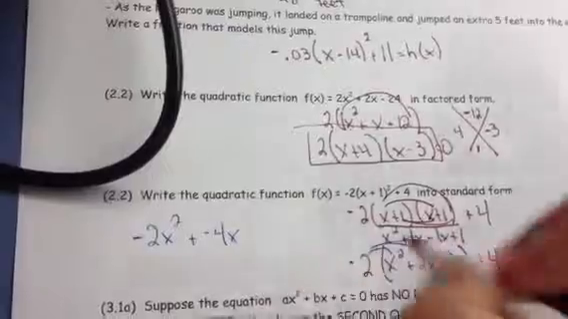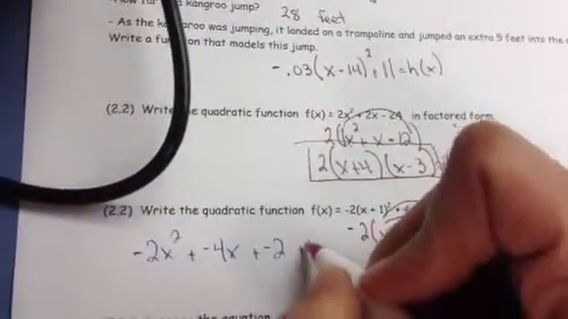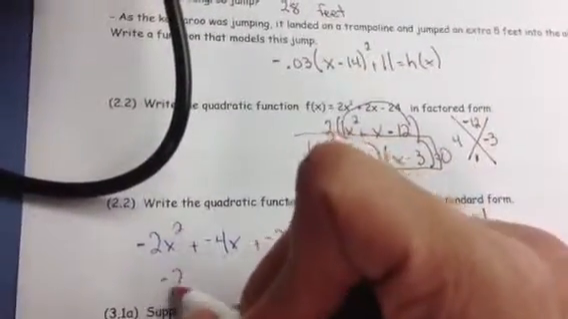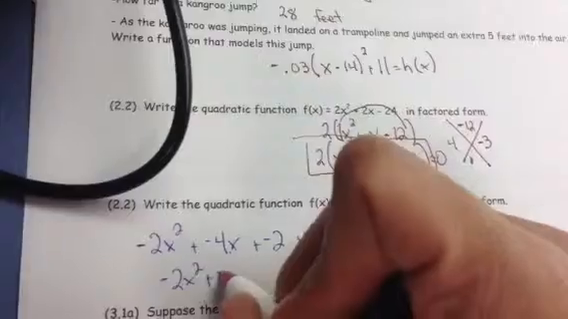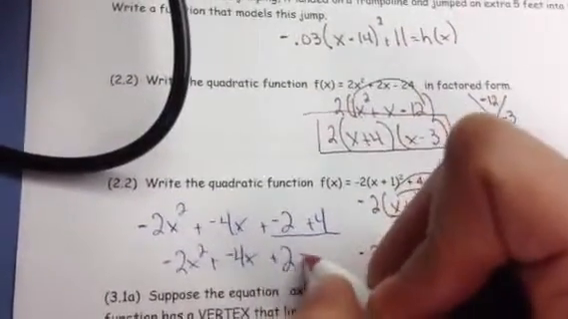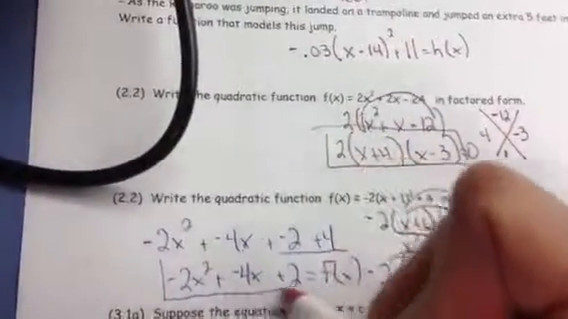And then I'm going to get a negative 2. And then I still have the 4 at the end. And now to get it into standard form, I need ax squared, which is still there, bx, and then c, which I'll just combine those two. And there it is in standard form.